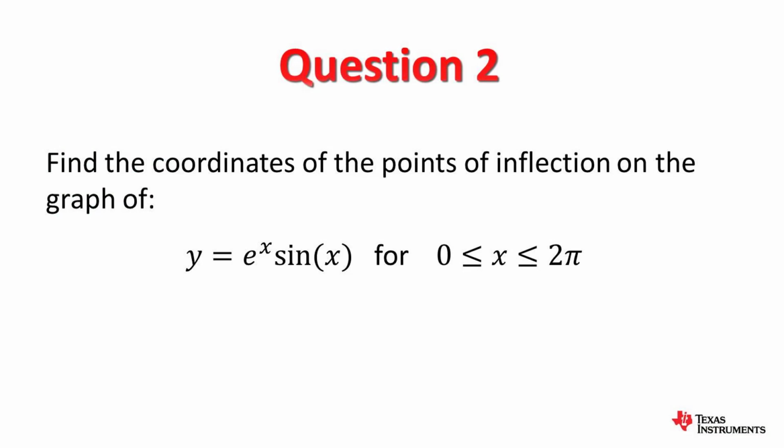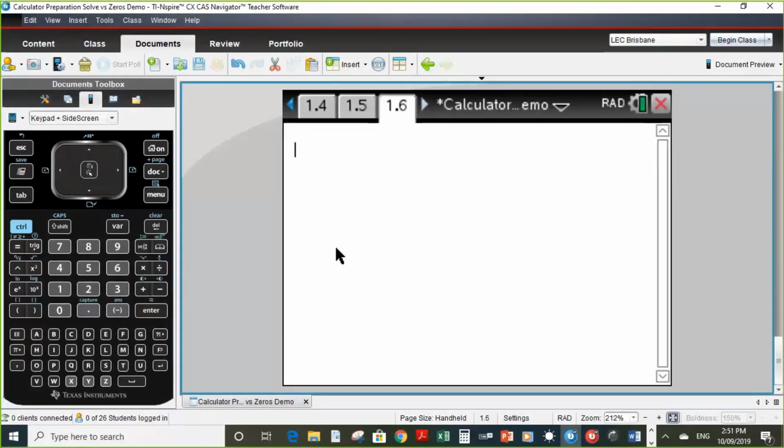Moving on, we have a second short example that also illustrates the advantage of using the zeros command. This simple example is asking us to find the coordinates of the point of inflection on the graph of y equals e to the power of x times sine x over the domain 0 to 2 pi. You don't need to do this, but we'll show you how to assign e to the power of x times sine x as a function.